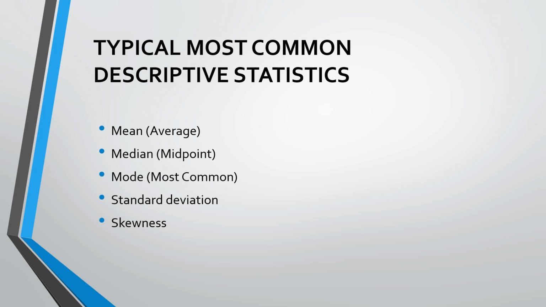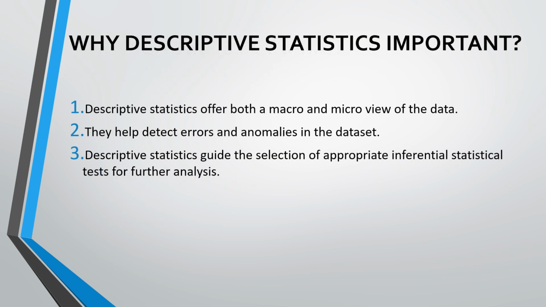The most common descriptive statistics: mean, average. Median, midpoint. Mode, most common. Standard deviation. Skewness. Why are descriptive statistics important? Descriptive statistics offer both a macro and micro view of the data. They help detect errors and anomalies in the dataset. Descriptive statistics guide the selection of appropriate inferential statistical tests for further analysis.